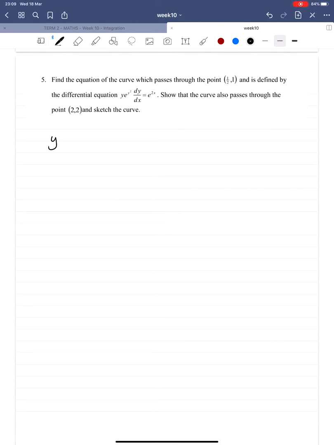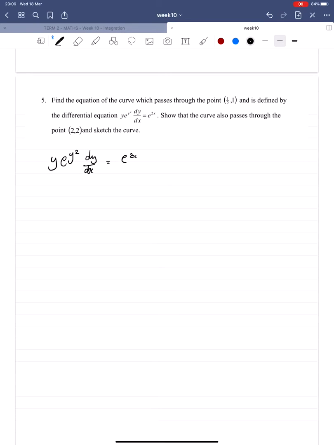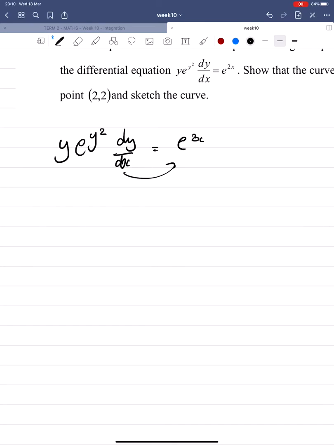We have the differential equation y e to the y squared dy dx is equal to e to the 2x. Passes through this point here, a half, 1. Okay, and we need to show that the curve that satisfies this differential equation also passes through the point 2, 2, and then sketch. All right, I'm going to times by my dx. I get y e to the y squared dy is equal to e to the 2x dx. Drop in my integral signs.